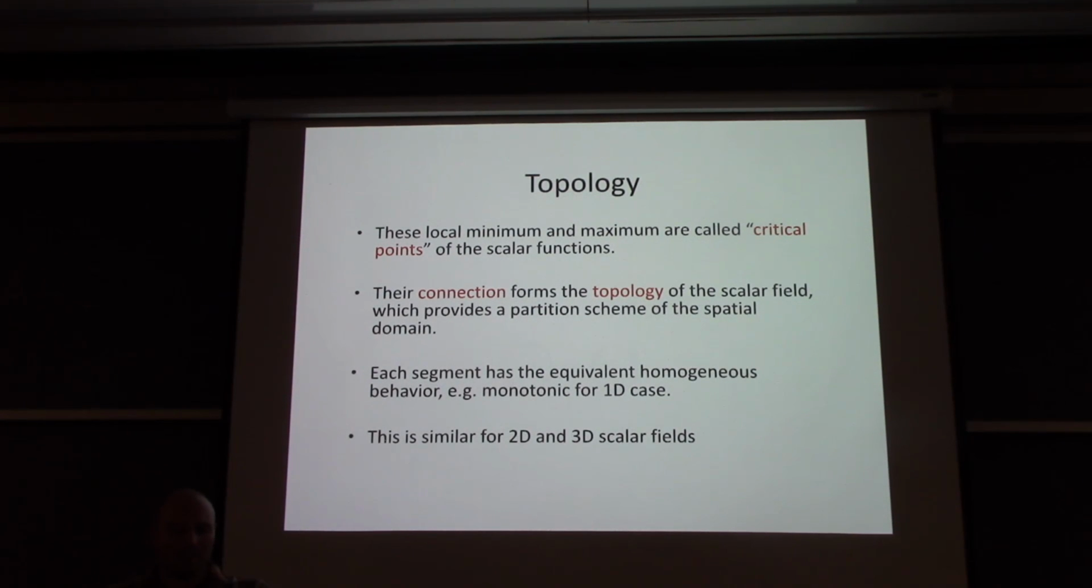So the local minima and maxima are called critical points. And when you connect these critical points together, that defines the topology of the scalar field, which also gives you a partition of your spatial domain. What we just showed were 1D and 2D cases, and next time I lecture, I will continue and talk about the 3D cases. That's probably a good place to stop.